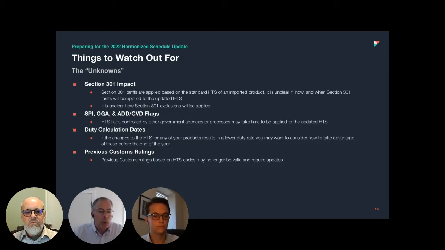And lastly, we just wanted to also mention that if you are relying on a customs ruling issued to your company or to another company, and that HTS code is changing, you may wish to seek modification of that existing ruling just to ensure that it applies to the new HTS codes and not some of the stale codes that may be listed in a ruling.